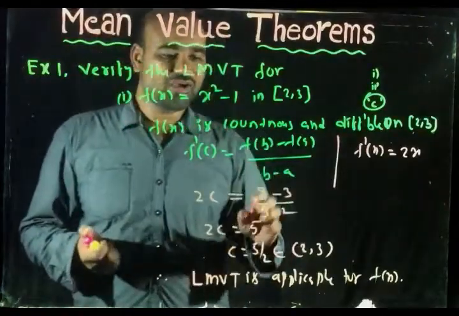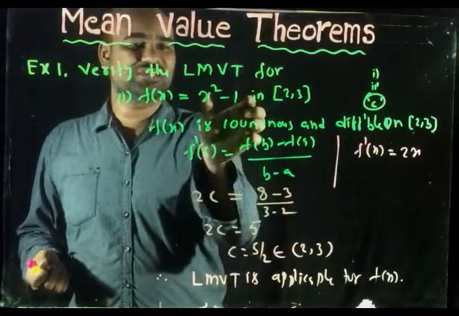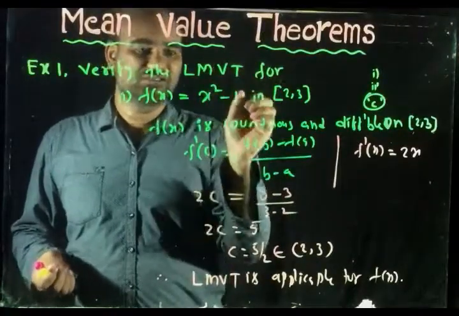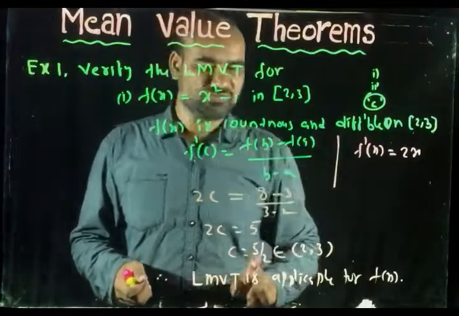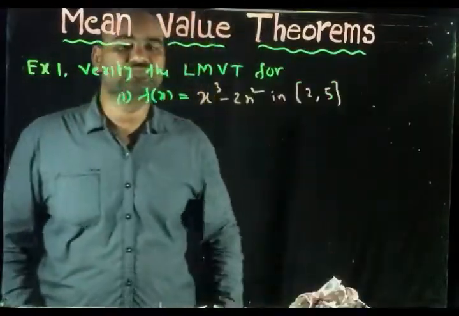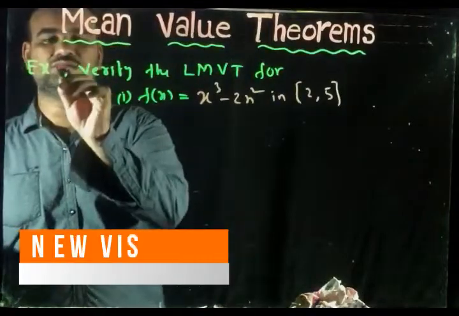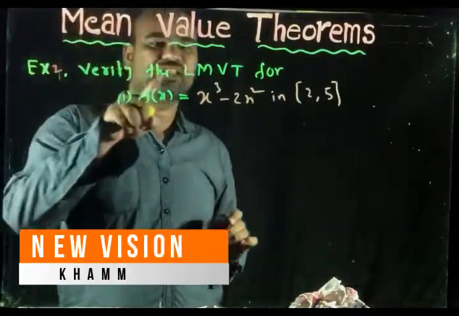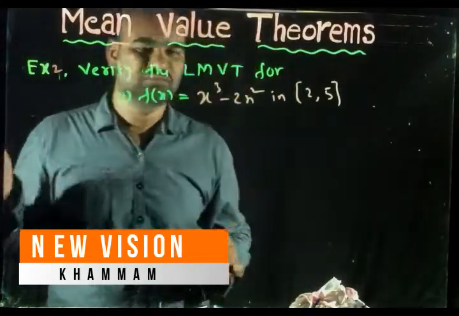Sometimes they will ask: find the c for this function which satisfies LMVT. For that I can say that the required c is equal to 580. Example 2: Verify the LMVT for this function and also find c.